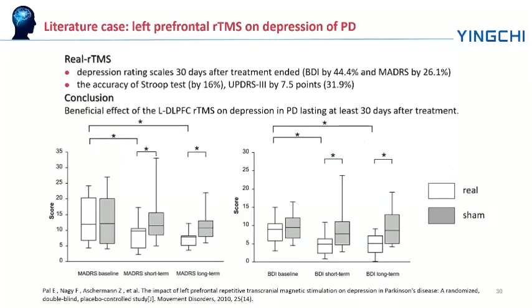And we can see the results. This white square stands for the real stimulation group. We can see that the depression rating scales after 30 days have reduced a lot. We can draw a conclusion that TMS has a beneficial effect of high frequency over the left DLPFC in PD patients, and these results can last at least 30 days after treatment.